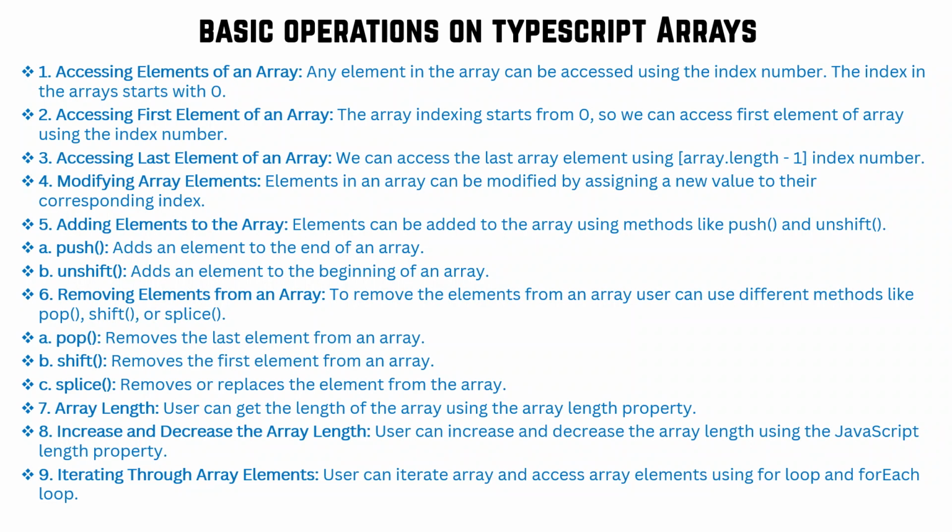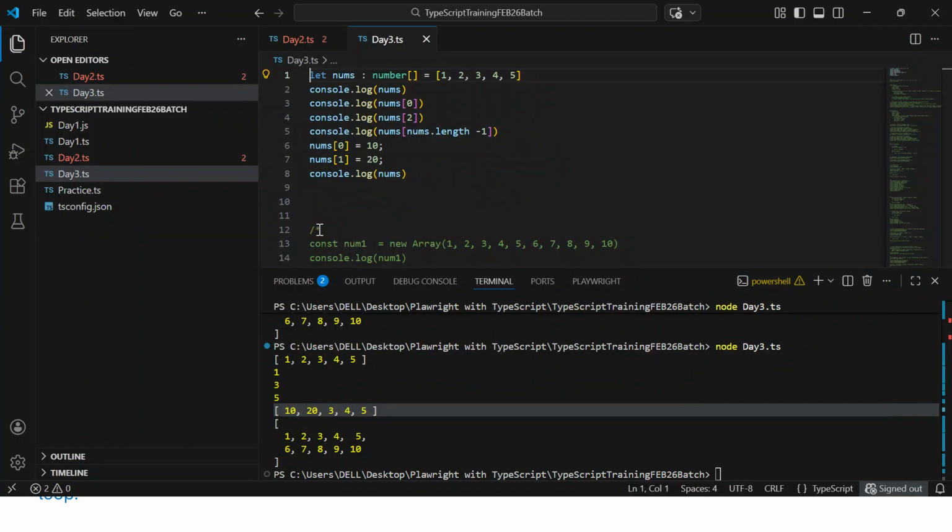Once it is defined, I can print the whole array. I can try to print it element-wise using the indexing, zeroth element, first element, second, all this indexing, or length minus one. I can try to update the array. Now I can try to add elements to the array also. Elements can be added to the array using methods like push and unshift. What is the objective of the push method? It will add the element to the end of the array, whereas unshift will add an element to the beginning of the array. Let's implement this.